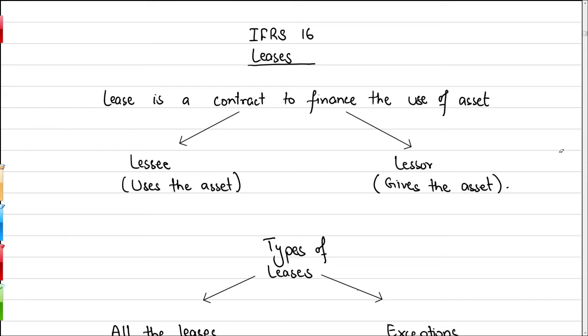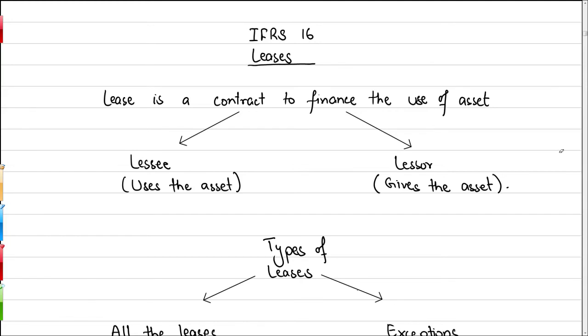A lease, as you can see on the screen, is nothing but a contract. So in a contract, you need to have two parties. One is the lessee, the other one is the lessor. The lessee is the one who uses the asset, whereas the lessor is the one who gives the asset. Since we have two parties, we will be looking at two sides of the accounting: the lessee accounting and the lessor accounting.